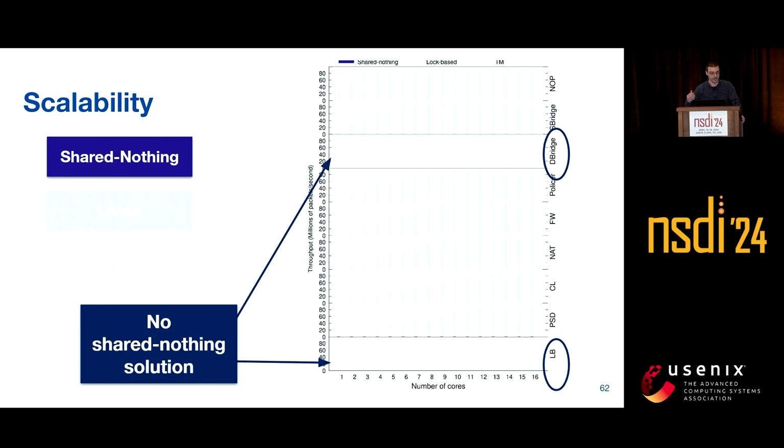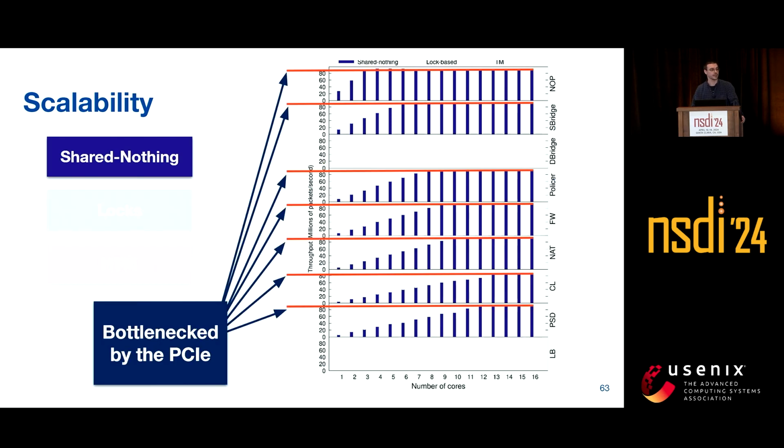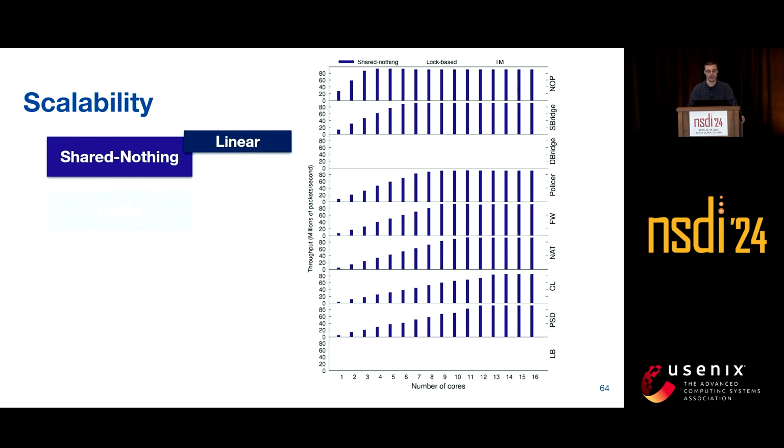So let's take a look into the shared nothing solutions. One thing that pops out is that there are actually 2 NFs that don't have a shared nothing solution. The dynamic bridge because of hardware limitations, and the load balancer because there are some scenarios where every packet needs to access common state. But for all the other NFs, they scale linearly with the number of cores, ultimately being bottlenecked by the PCIe, which is an optimal scenario. All in all, we arrive at the conclusion that the shared nothing implementations scale linearly with the number of cores.